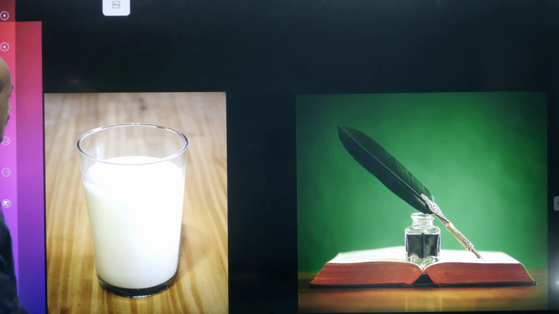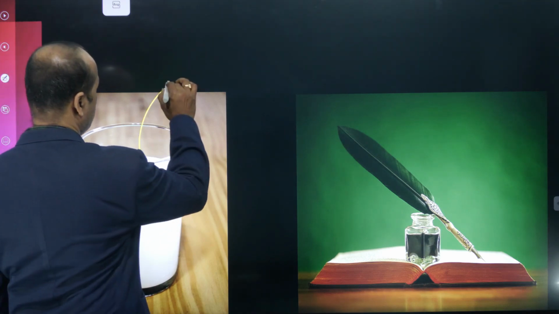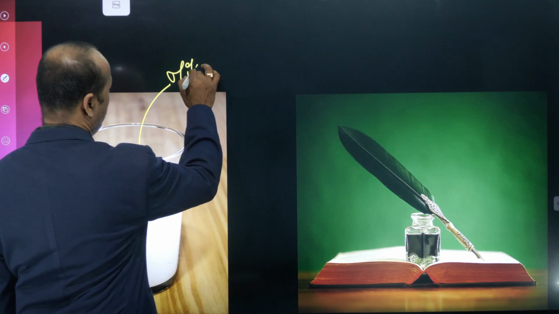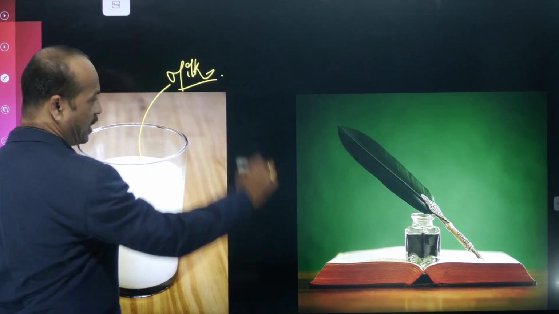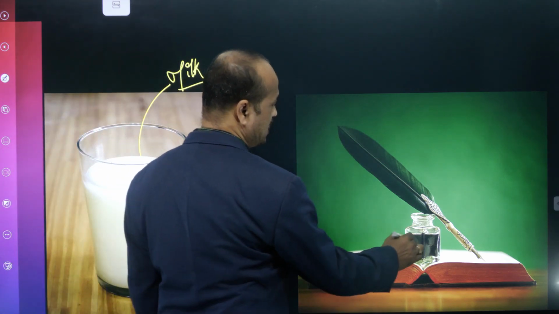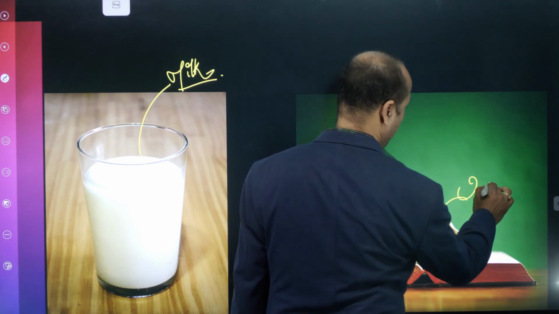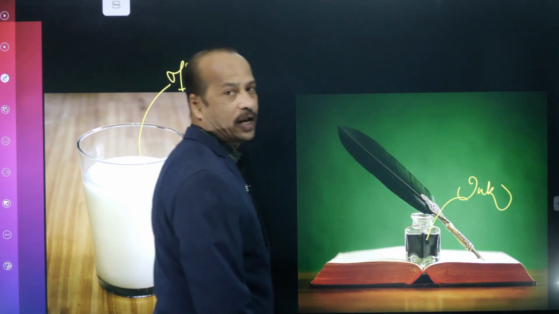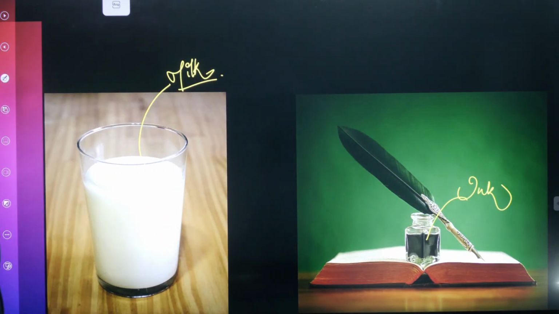So here you can see this is milk. Milk is an example of a colloidal solution. And what is this? This is ink. Ink is also an example of a colloidal solution. So these are the colloidal solutions. Clear?